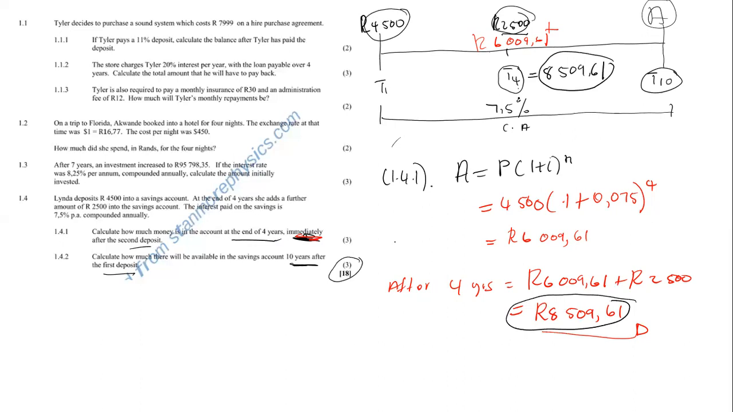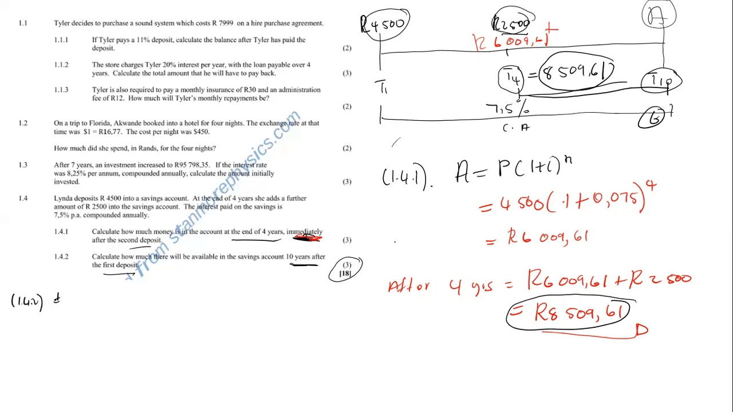So from this 4 to that 10, how many years are remaining for this amount to earn an interest? 6 years, right? From 4 to 10, we have 6 years remaining. So we're going to take this amount that has accumulated by the end of 4 years, and reinvest it for the remaining 6 years. While we reinvest this principal, it will earn an interest rate of 7.5%. So let me solve it over here.